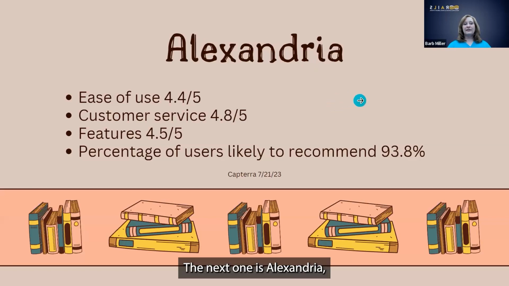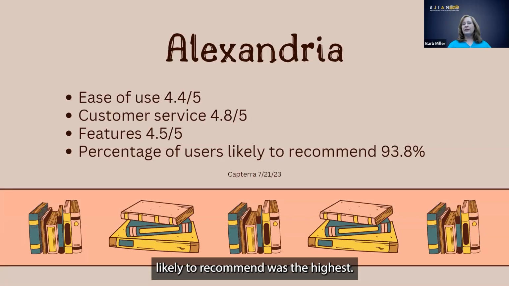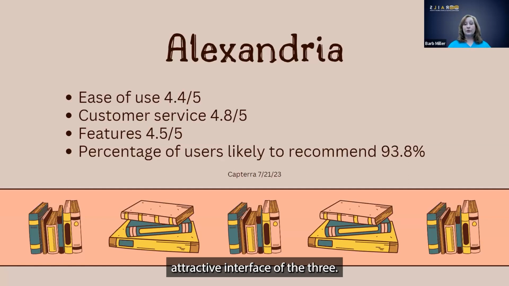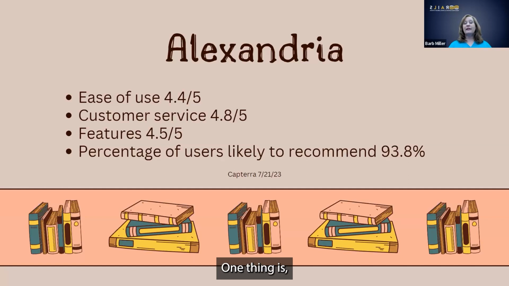The next one is Alexandria, and their scores are a little bit better. The percentage of users likely to recommend was the highest. I would say it's probably because it has the most attractive interface of the three. It used to be much more affordable. I recently priced it, and it's right underneath Follett, so it's become very pricey. It has some cool features. One thing is it's very intuitive, more so than the other two.